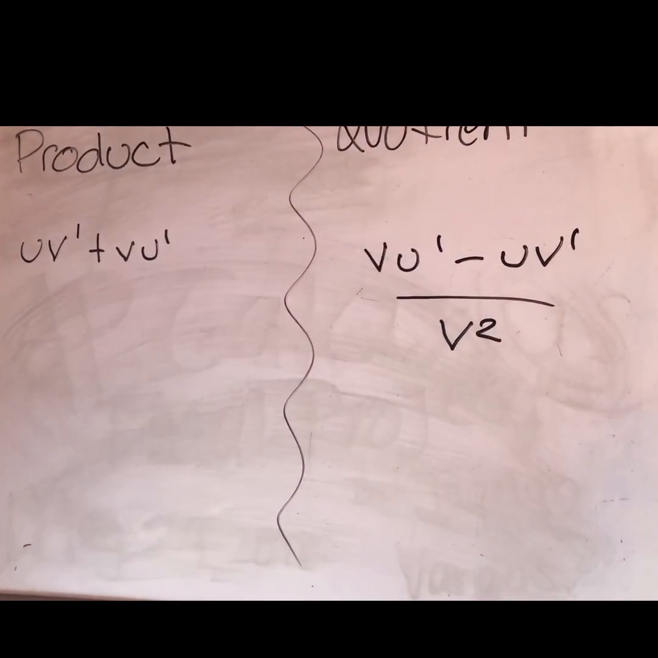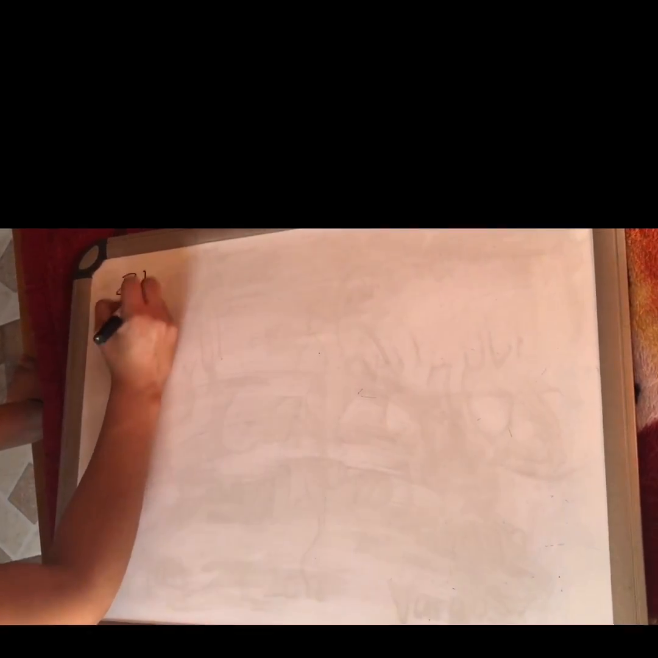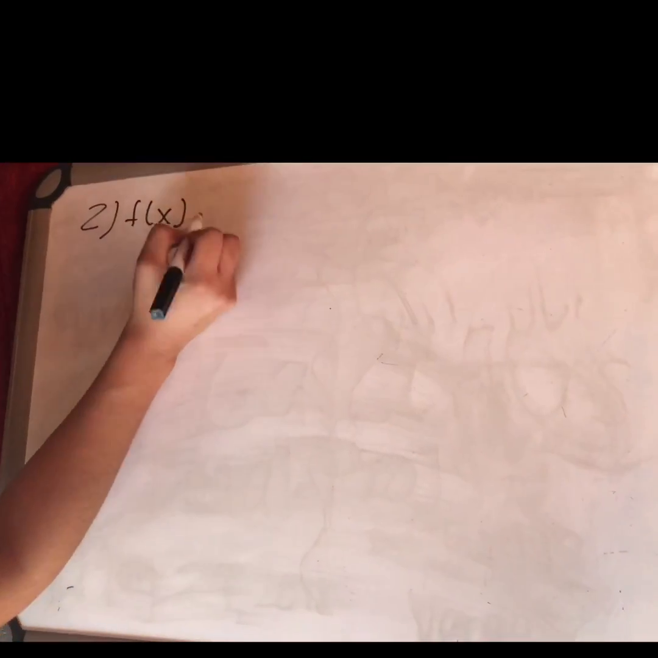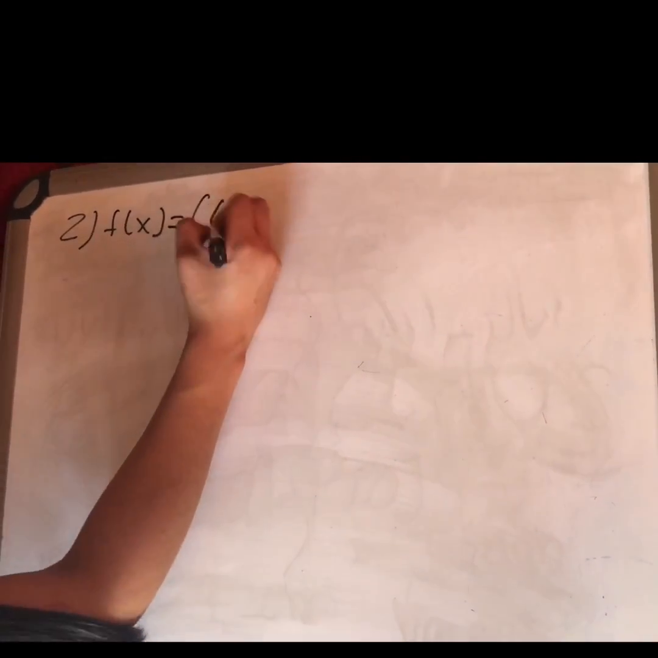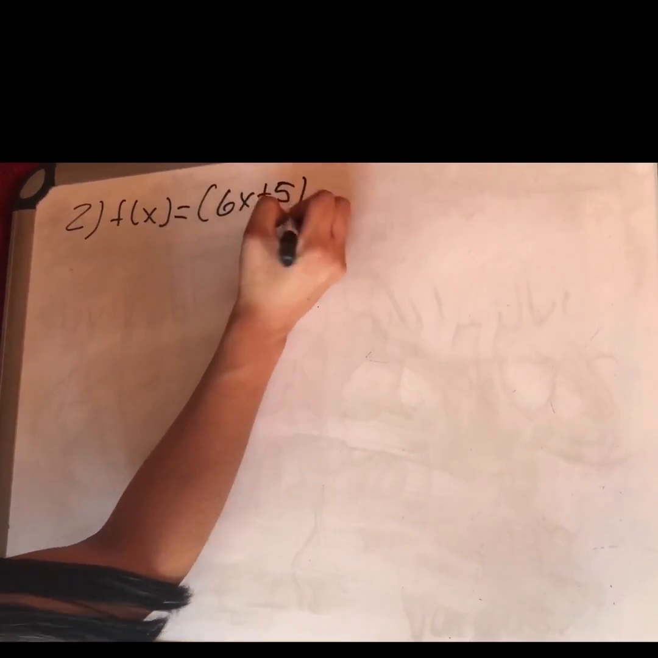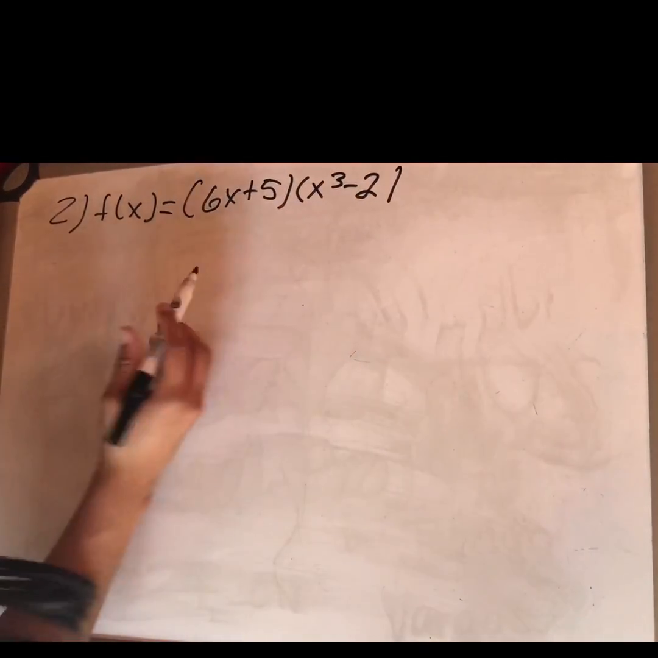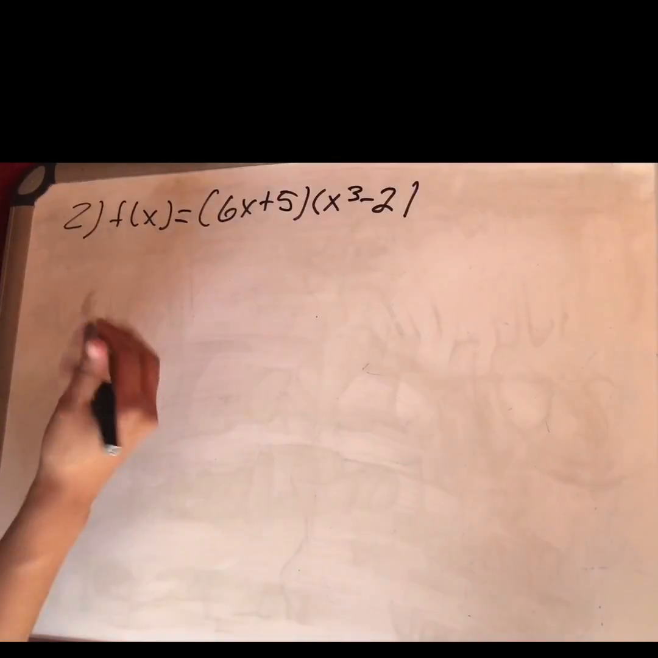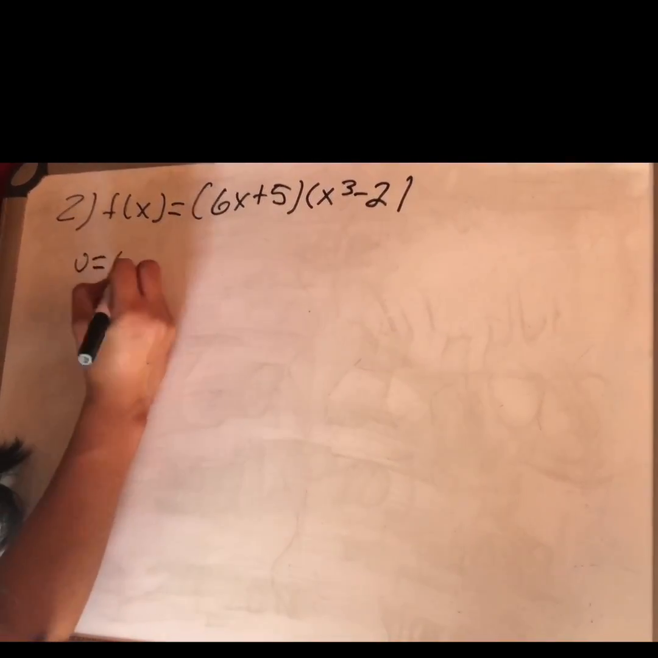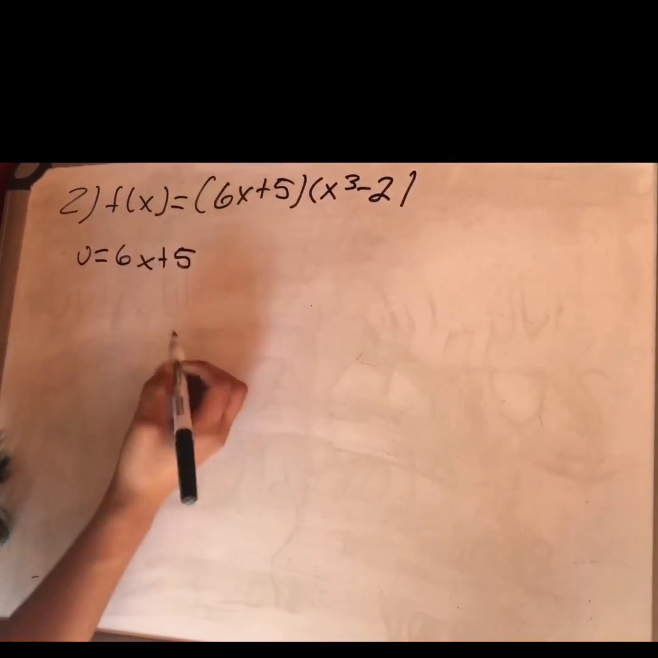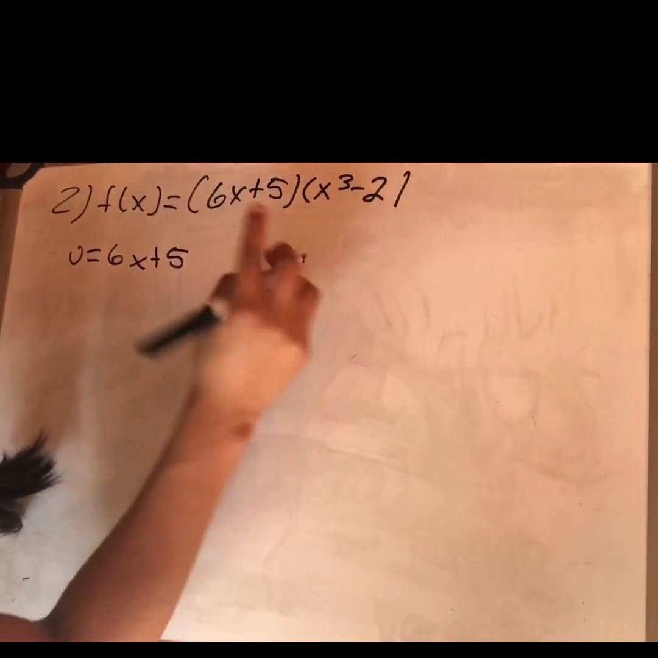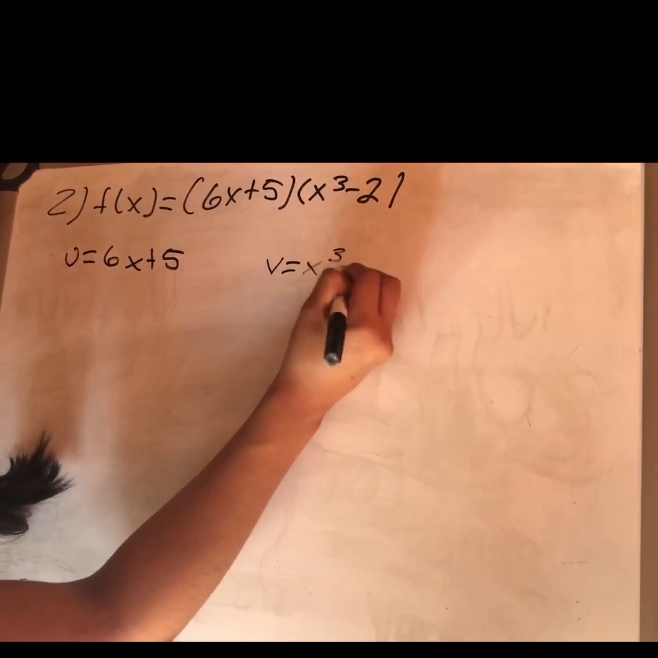all divided by the square of the denominator. First problem we're going to do is number 2, which is f of x equals 6x plus 5 times x cubed minus 2. So you're going to use your u as 6x plus 5, and your v as x cubed minus 2.